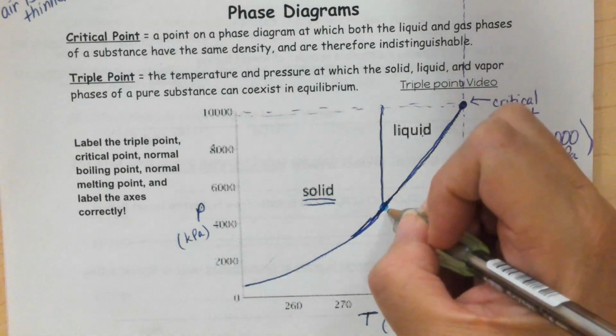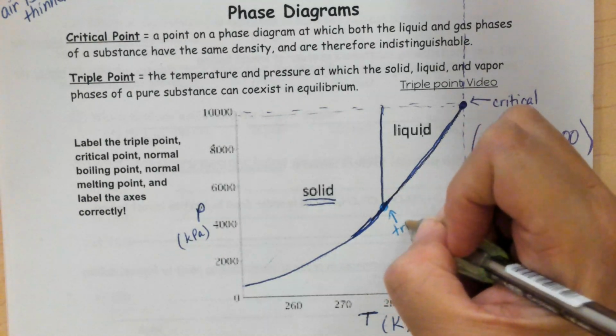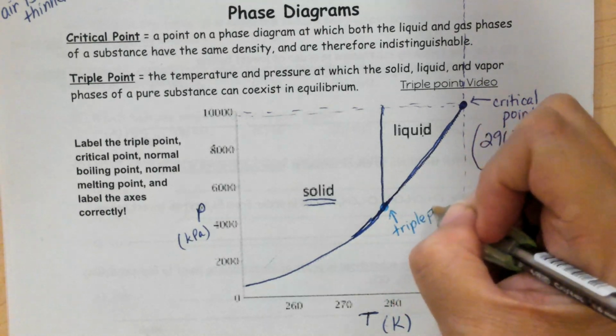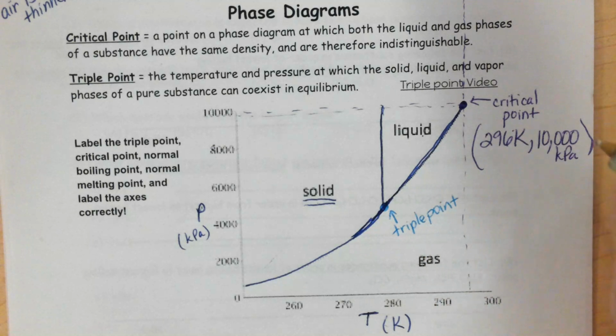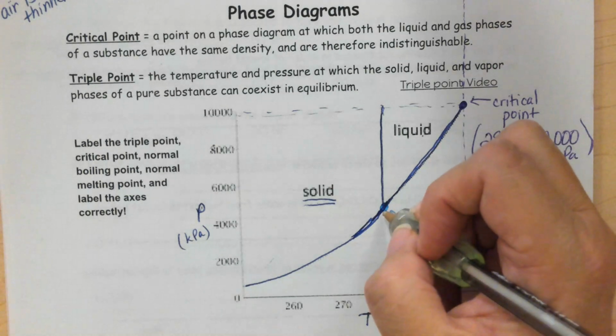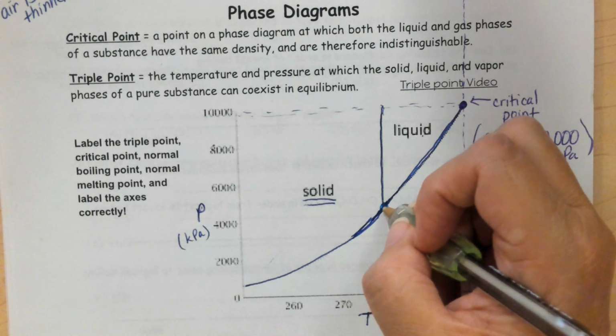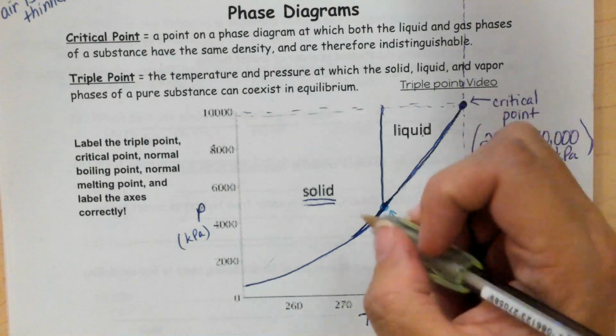And what that means, wow, how can they all exist at the same time? It's actually a point. And on the video, I stumbled upon this, and it's like the coolest thing because now I can see why or how this can happen. So the triple point is always going to be here at the intersection of all three phases here.